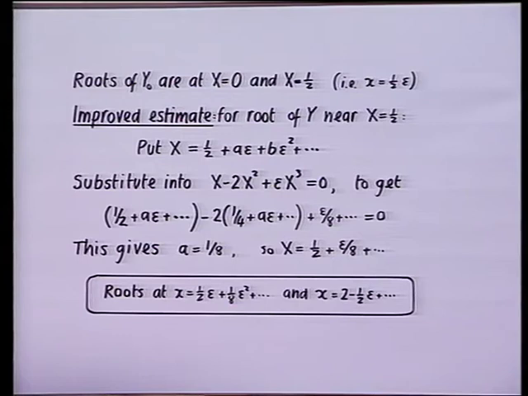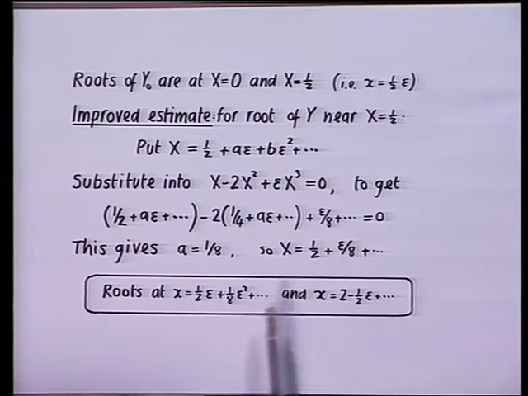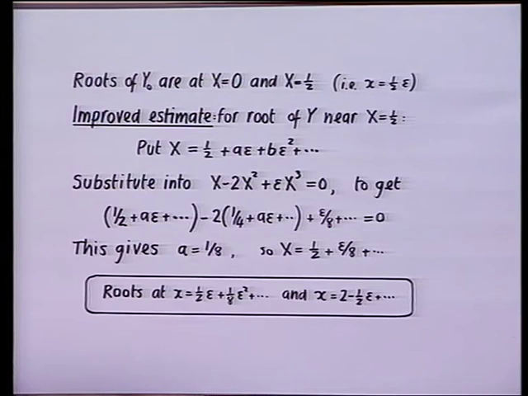Now we can summarise where we've got to. The root near little x equals 1/2 epsilon is given by 1/2 epsilon plus an 1/8 epsilon squared. That really comes from this expression, bearing in mind that little x is epsilon times big X. One root is at the origin, the other root, with one we found first, is at 2 minus 1/2 epsilon. This is giving us the approximate location of the roots of this cubic, and these approximations should get better and better as epsilon tends to 0.